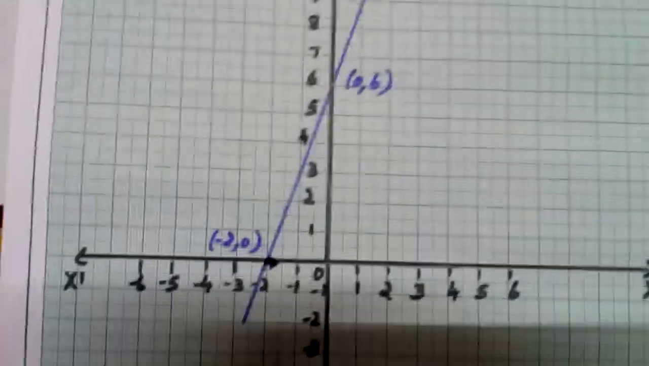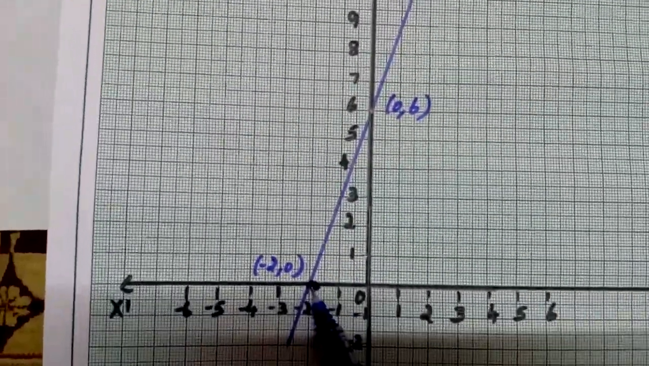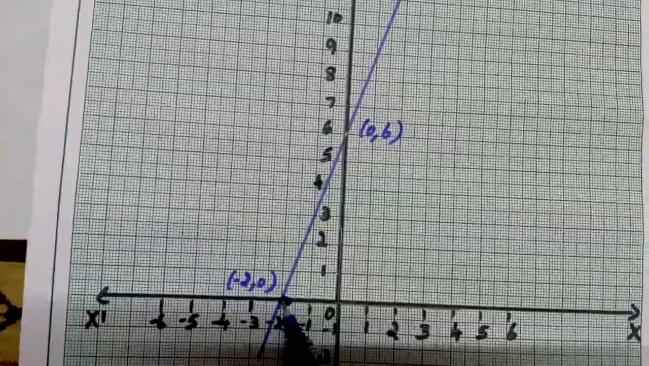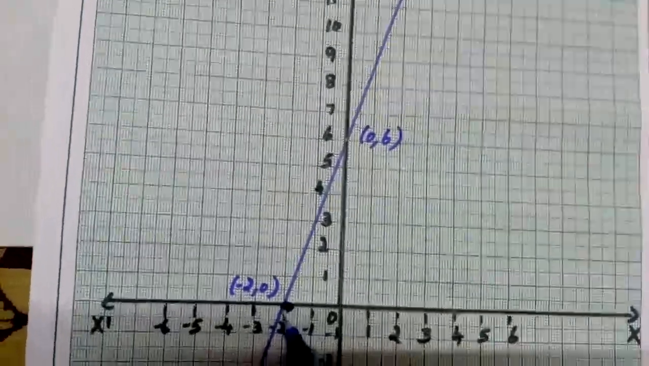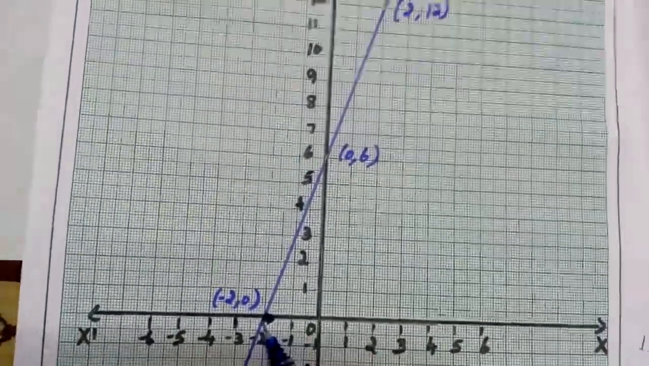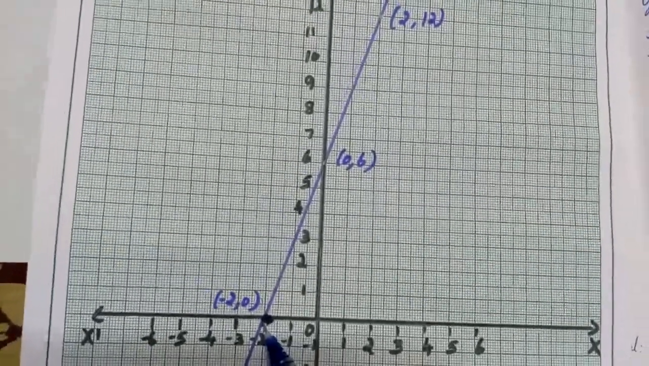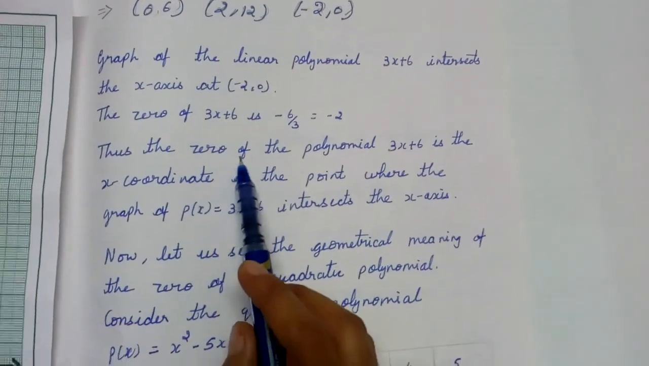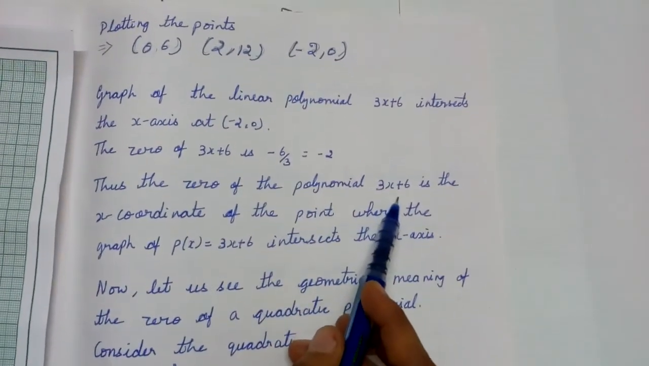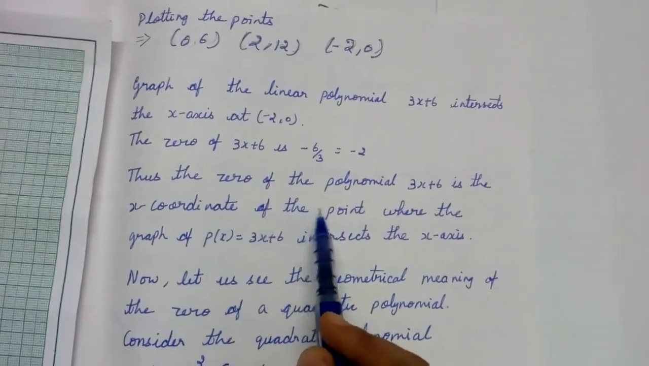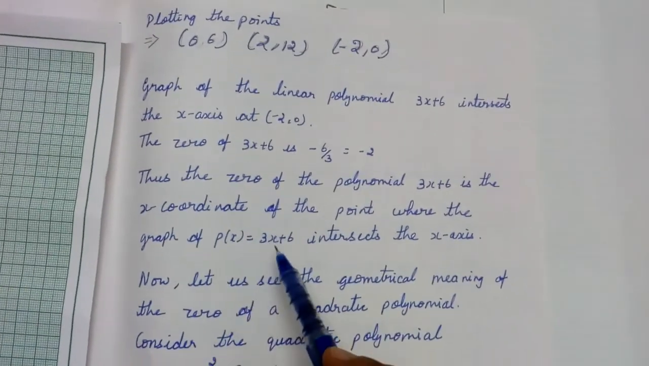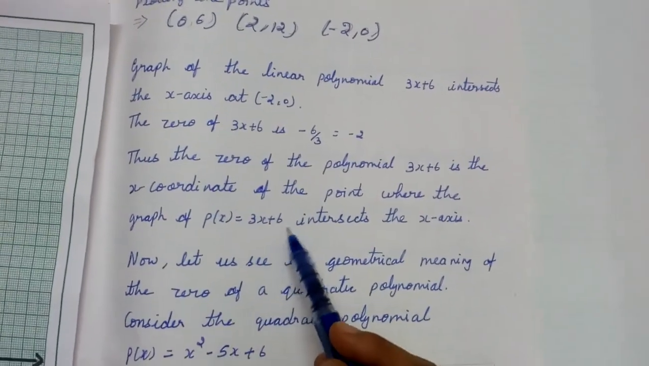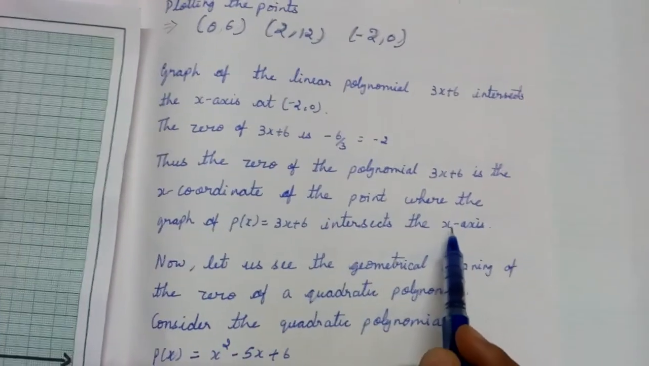From the graph also you can see that the graph intersects the x-axis at (-2, 0). So minus 2 is called the zero of this polynomial. So what you understand from this is that the zero of the polynomial 3x plus 6 is the x-coordinate of the point where the graph of p of x equals 3x plus 6 intersects the x-axis.